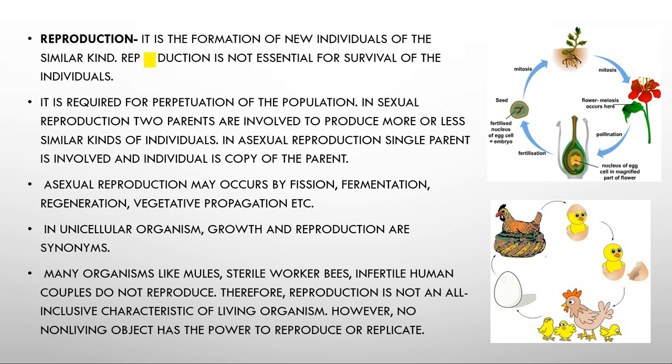In sexual reproduction, what happens? Two parents are involved to produce more or less similar kinds of individuals. Whereas in asexual reproduction, a single parent is involved and the individual is a copy of the parent, which is called a clone. So, reproduction is the formation of a new individual of a similar kind.